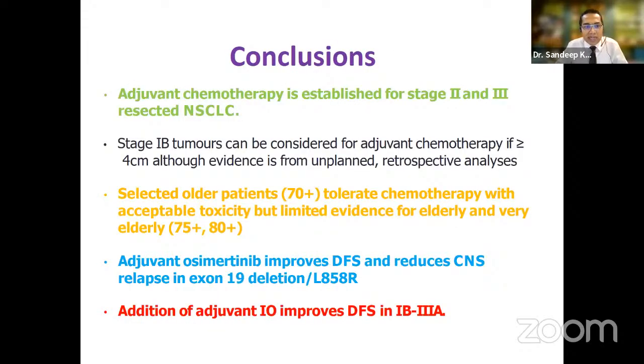And the final conclusions are: adjuvant chemotherapy is established for stage 1B, stage 2 and stage 3. Stage 1B can be considered for adjuvant chemotherapy if the tumor size is more than 4 centimeters. Selected older patients who are able to tolerate chemotherapy with acceptable toxicity can be given it. Adjuvant osimertinib improves the DFS and reduces the CNS relapse in EGFR DEL19 or L858R, and the addition of adjuvant immunotherapy in patients who do not have these mutations leads to an improvement in DFS. So thank you all for your patient hearing, and if there are any questions, I'll be happy to answer.